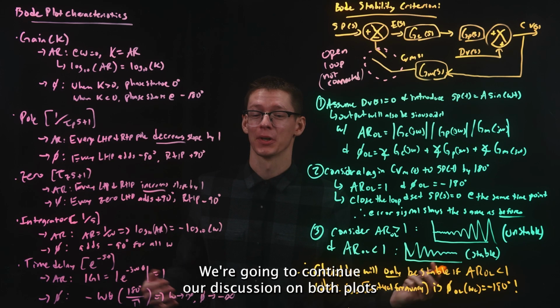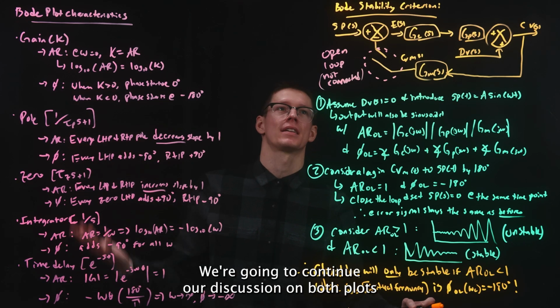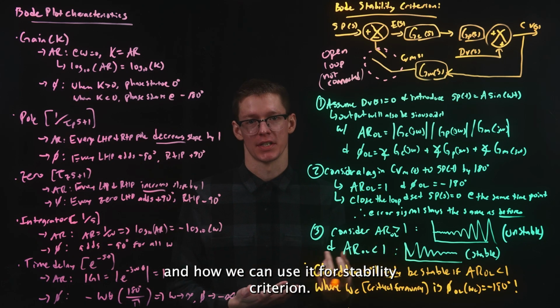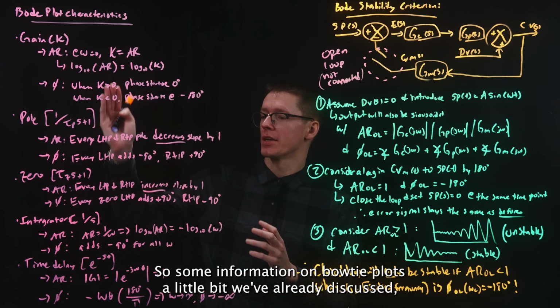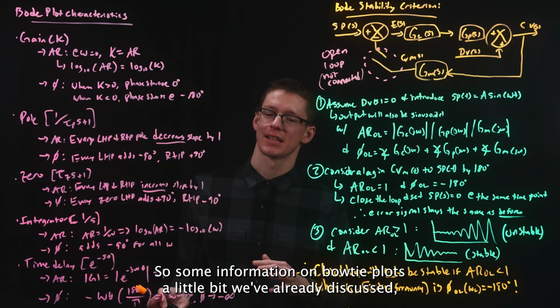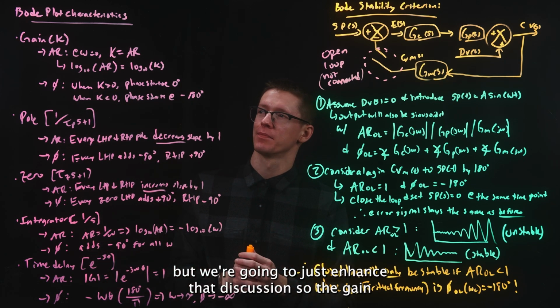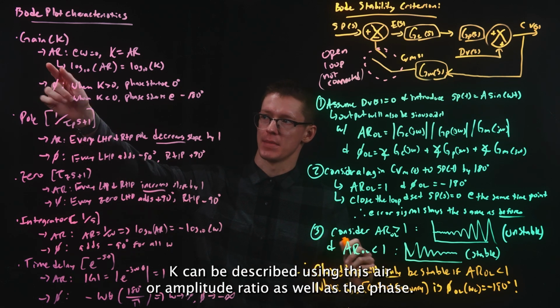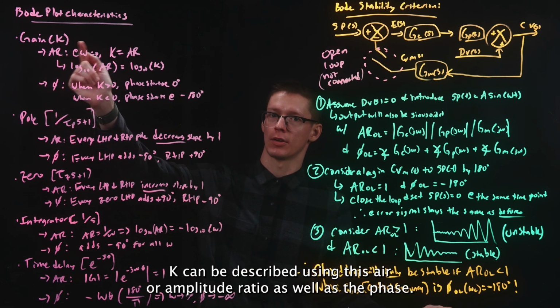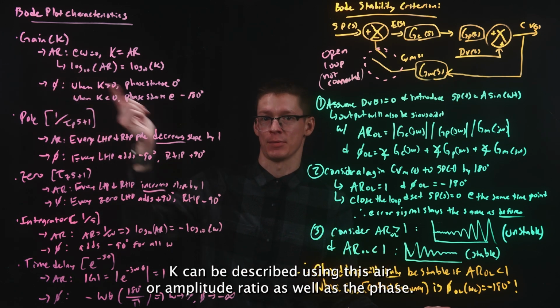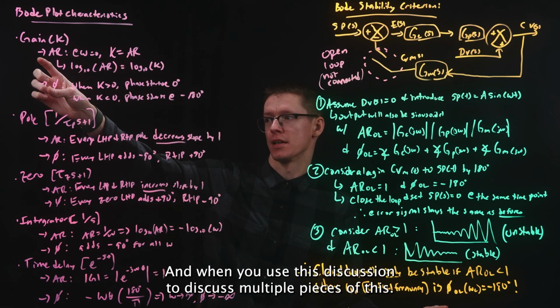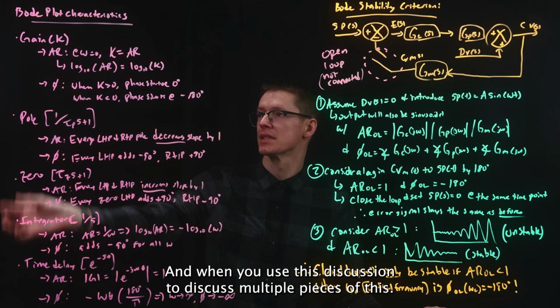Hey everyone, we're going to continue our discussion on Bode plots and how we can use them for the stability criterion. Some information on Bode plots we've already discussed a little bit, but we're going to enhance that discussion. The gain K can be described using the AR, or amplitude ratio, as well as the phase. And we're going to use this discussion to cover multiple pieces of this.